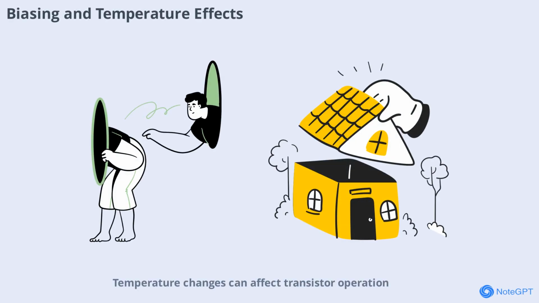Temperature changes can affect transistor operation by altering current flow and voltage drops. Proper biasing techniques help minimize these effects, ensuring the transistor remains stable even as the environment changes. This is especially important in precision and high-reliability circuits.